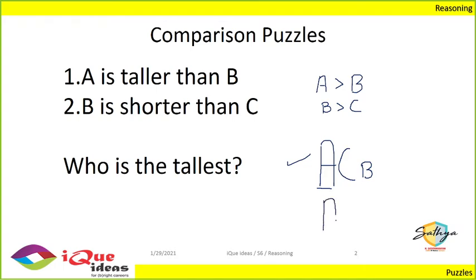I could have said A is taller than B and B is shorter than C like this, in which case C is the tallest. And I can also say A is taller than B and B is shorter than C, but A and C, both of them could be of the same height. So in this case, I do not know the relationship between A and C, right? So although I can answer the question which is the shortest one, I cannot answer the question which is the tallest one with certainty.